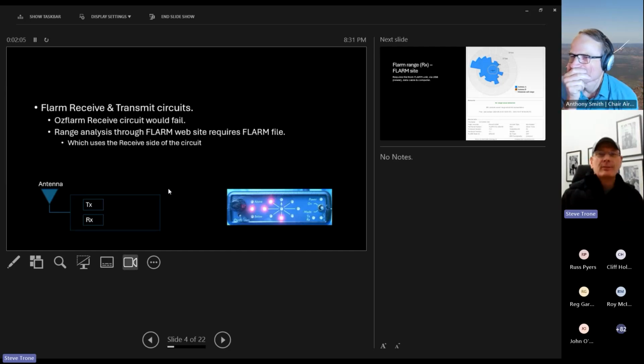Importantly, in FLARMs, there's two components to a FLARM, and this is really important in Australia due to the AusFLARM. There's a transmit side and there's a receive side. AusFLARMs, when they first came out, they ran really well, but after a few years they actually found the receive side of the circuit would fail and they would only transmit.